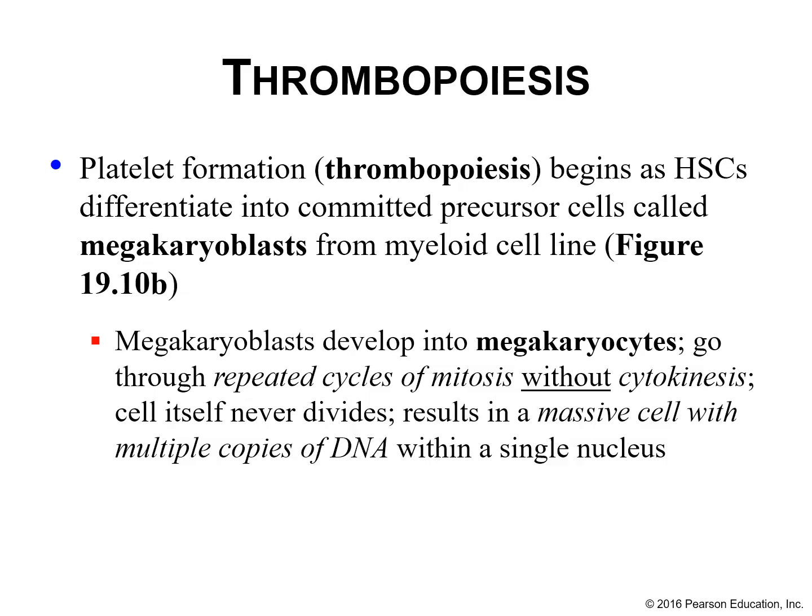So when you have repeated cycles of mitosis without cytokinesis, you're going to have a multinucleated cell. So the cell itself never divides, and that results in this massive cell with multiple copies of DNA within a single nucleus. That's the reason they're called mega, which literally means large nucleus. Large nucleus in the cell. Cyte means cell, karyo means large or nuclear, and mega means large.